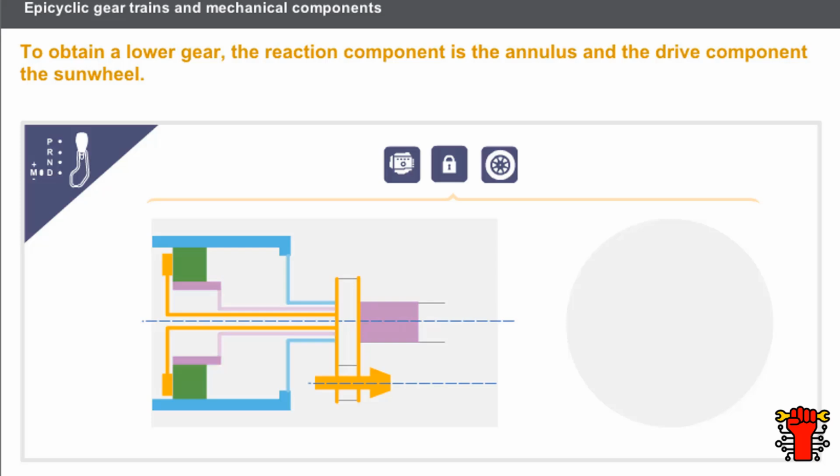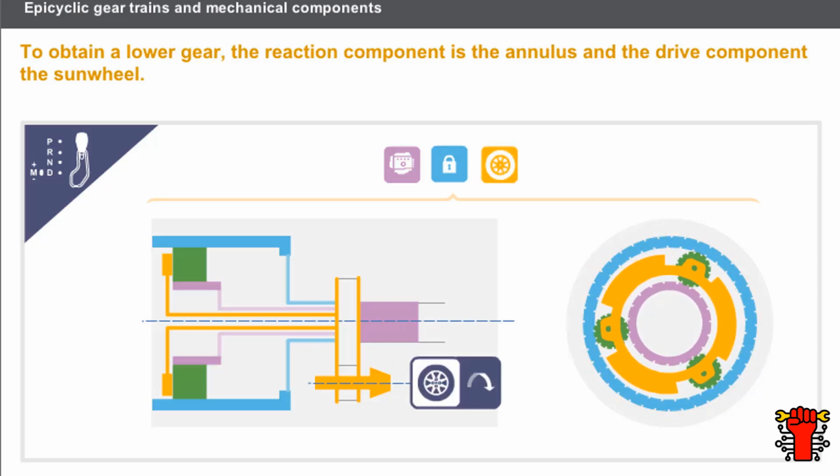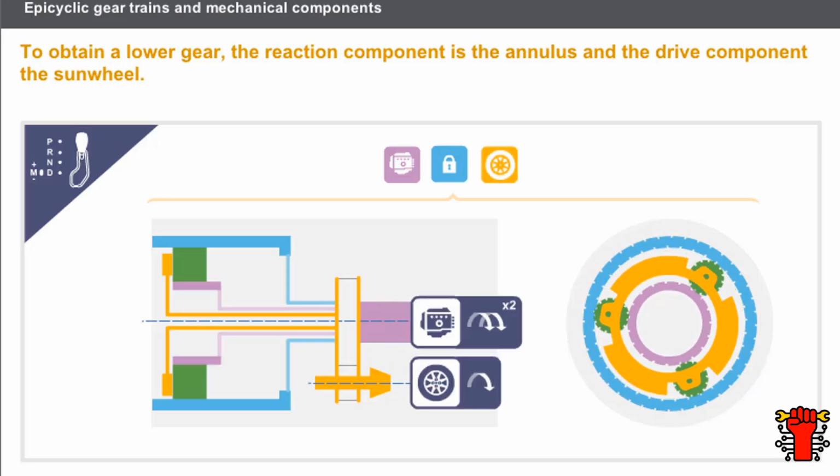Let us look at the various configurations available with a simple epicyclic gear train. To obtain a lower gear, the reaction component is the annulus. The drive component is the sun wheel. The system operates the relevant brakes and clutches to lock or drive these components. The speed of rotation of the gearbox output is lower than the input speed of rotation.